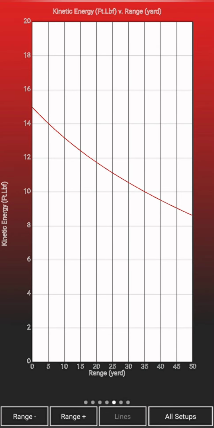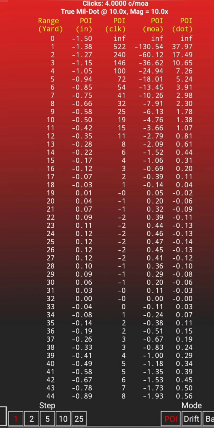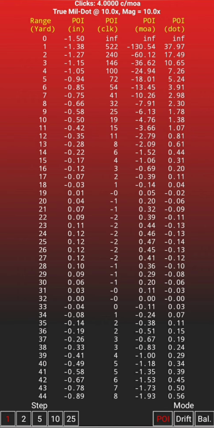Another thing I take into consideration is my kinetic energy. 10 pounds is about the lowest I'd go in a hunting situation. So I can look at my graph here and see that I have 10 pounds almost exactly at 35 yards. Now I've chosen 32 yards as my happy medium on my zero.